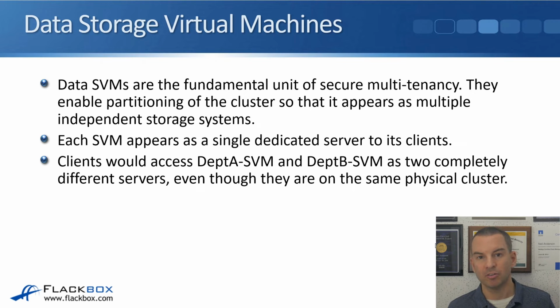Now, with modern storage systems like ONTAP and with our SVMs, rather than having to buy two separate storage systems for that scenario, you just buy the one physical system, but you can partition it into a logical Department A storage system and a logical Department B storage system. So you just buy one physical system. Obviously, that's going to be a lot less expensive than having to buy two.